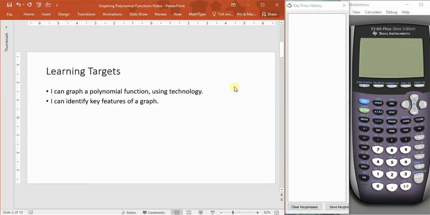So, learning targets for today. What do you need to be able to do by the end of this video? Basically, the focus is graphing a polynomial function. Now, graphing polynomials, you do require technology. That's why we're using the graphing calculator. Also, we're going to identify our key features such as end behavior and various information that we've done already.